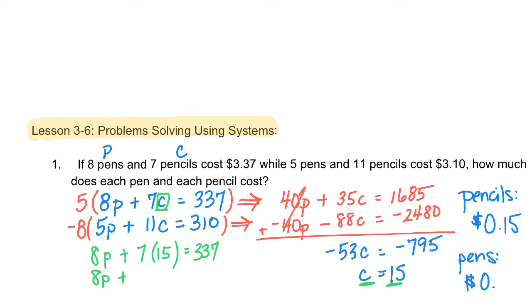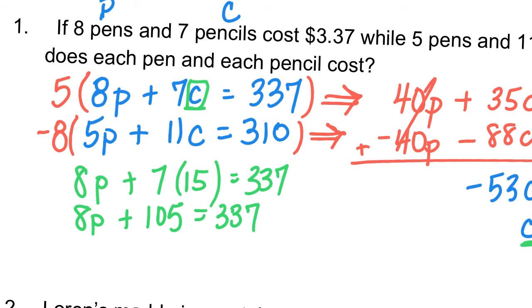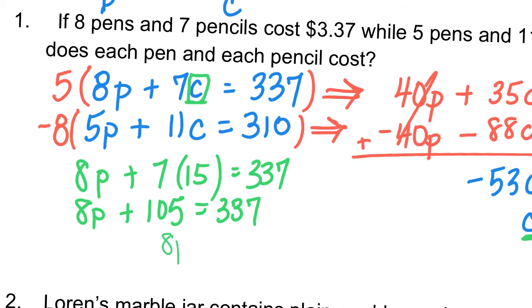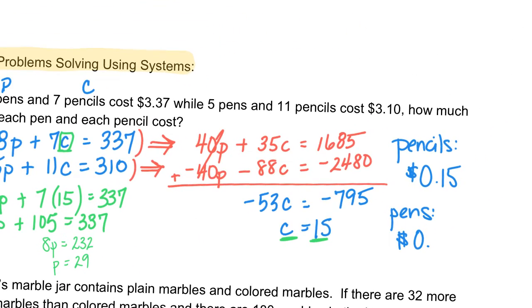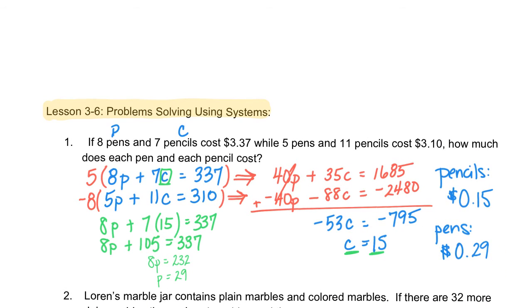Well, 7 times 15 is 105. And when I take 337 and I subtract 105, yes, I'm being lazy, 8p is equal to 232. And when I divide each side by 8, p is equal to 29. So going back to my answer, if pencils were 15 cents, pens were 29 cents. And I think I answered the question. How much does each pen and pencil cost?